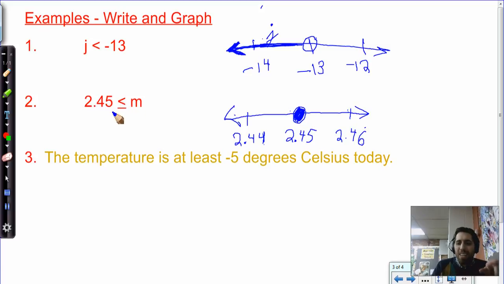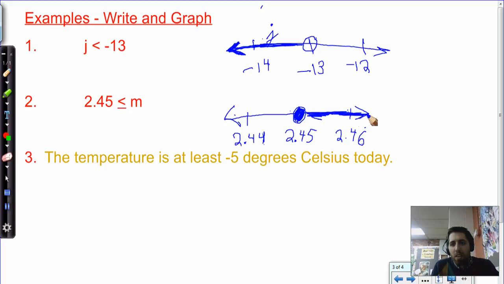2 and 45 hundredths could be equal to 2 and 45 hundredths. Now the important part here is we have to see that the variable is on the opposite side now. So even though this is the less than symbol, what could I put in for m? Well, m is on the greater than side. So it's the less than or equal to symbol. I guess I misspoke a second ago. But m has to be greater than, it's getting eaten, it's on the big side. M has to be greater than or equal to. So we're going to shade the right side this time.